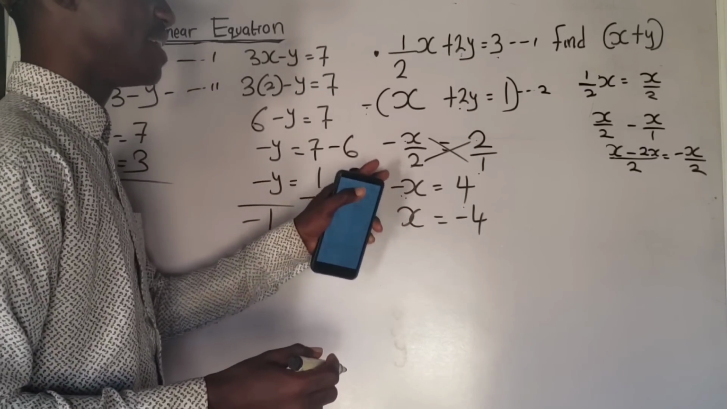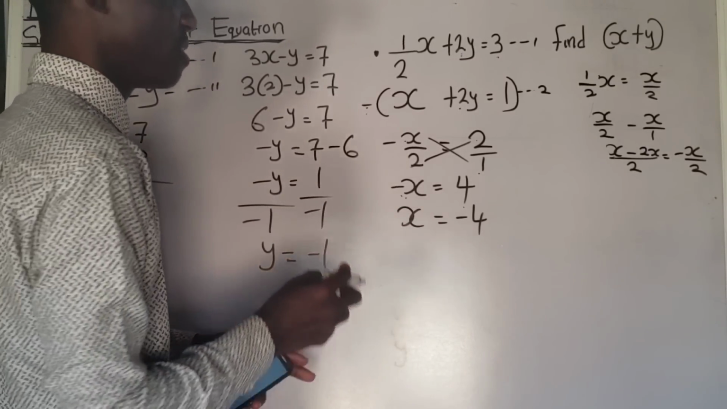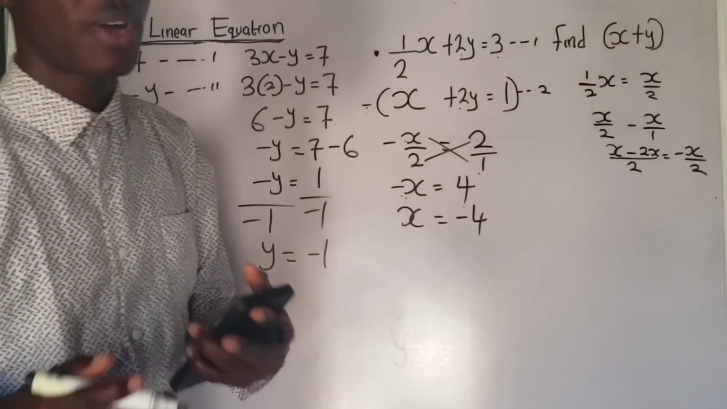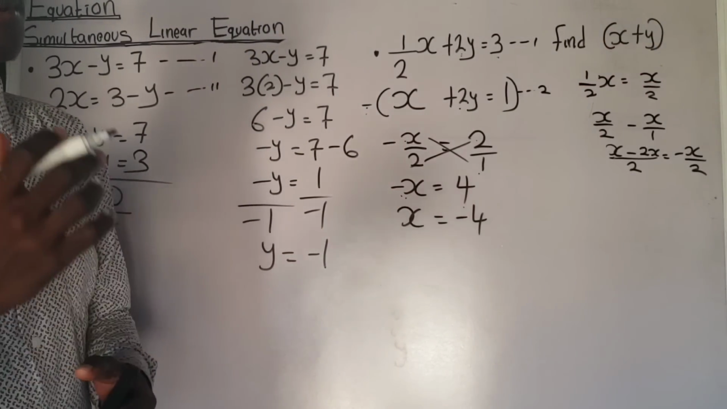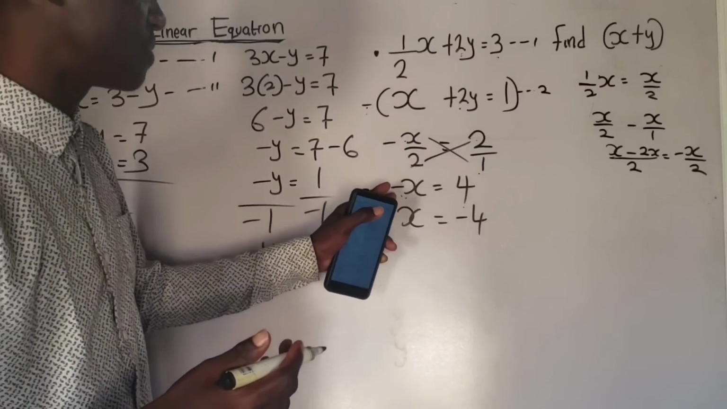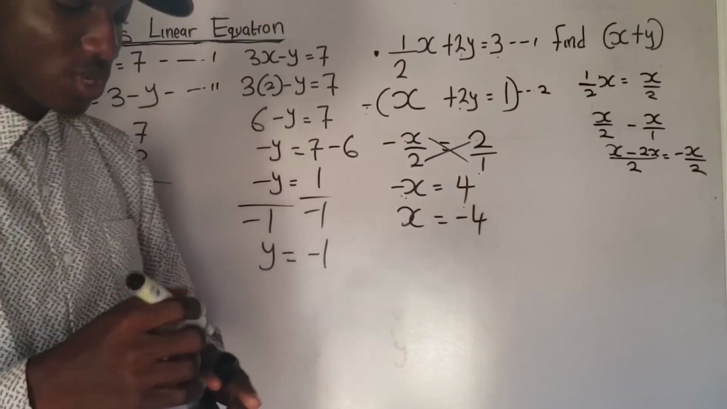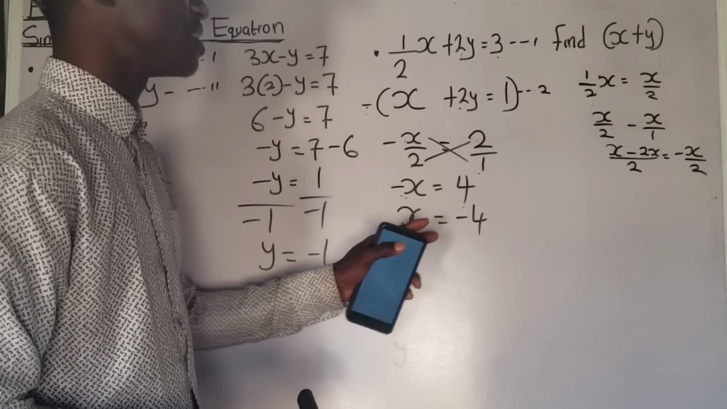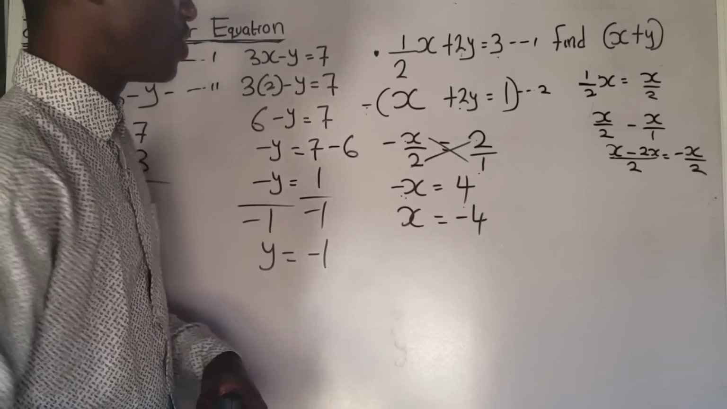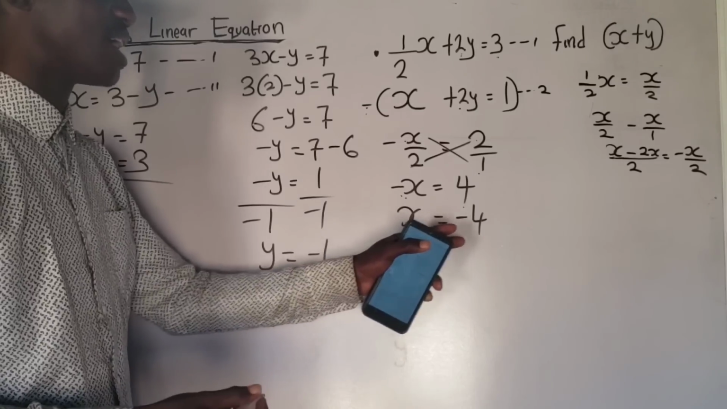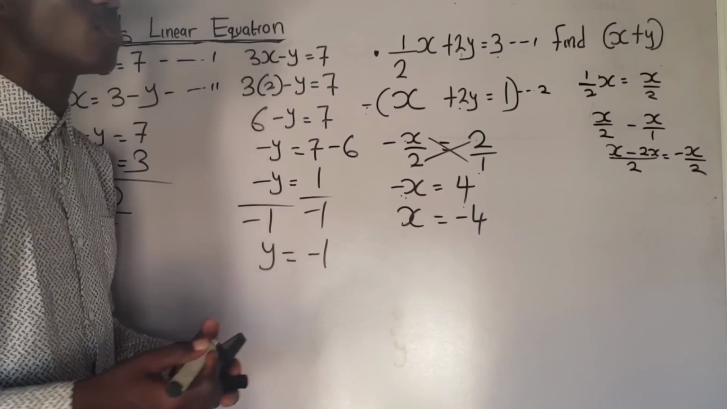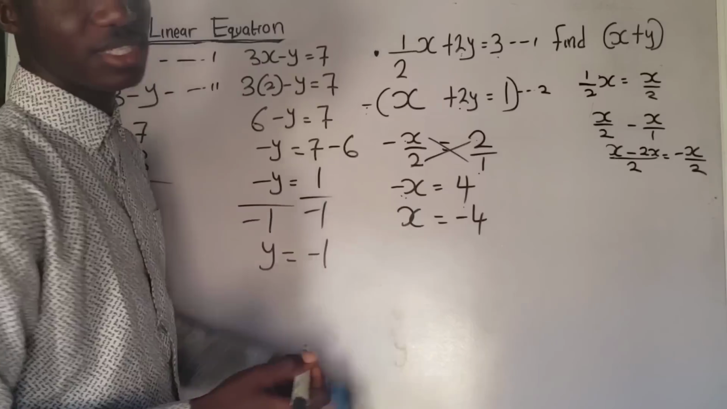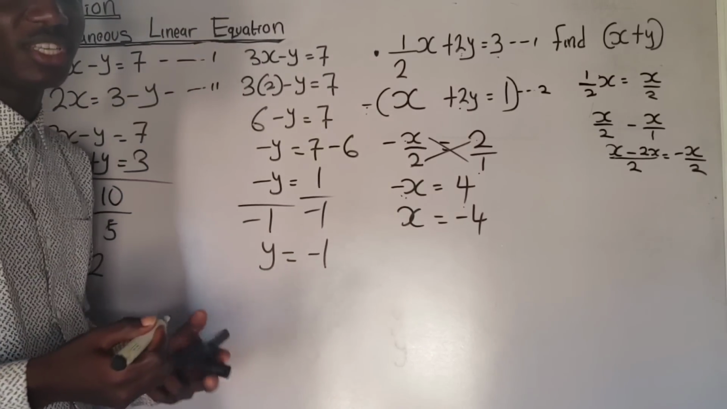Divide both sides by negative 1. Because I'm asked to find the value of x plus y, I'm not asked to find the value of negative x plus y. I have that negative x is equals to 4, so I'm going to divide both sides by negative 1, and you're going to have x is equals to negative 4. Now, having gotten the value of x as negative 4, we can easily get the value of y by substituting x into any of these equations. In this case, I'm going to be using equation 2.